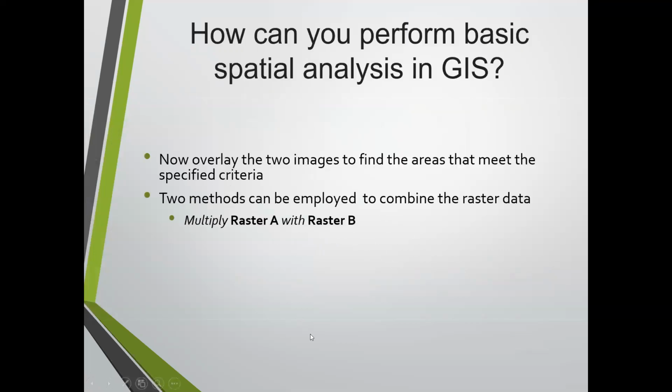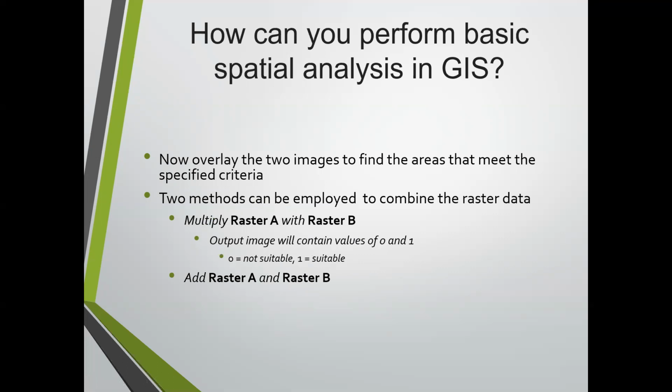If you multiply raster A by raster B, what we typically refer to as an AND operation, it has to have both of those. Your output image is going to contain values of zero or one. You get a zero when you multiply a zero by any other value, and you get a one when you multiply a one times a one. If you add the rasters, you're going to get potential values of 0, 1, and 2. So 0 is not suitable at all.